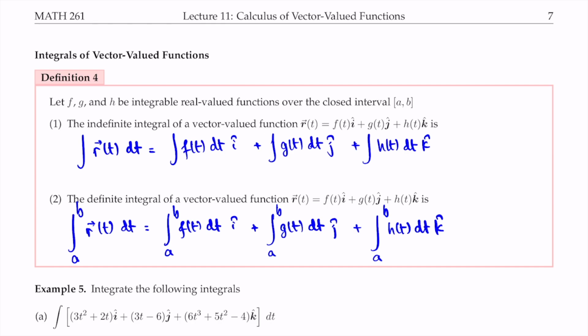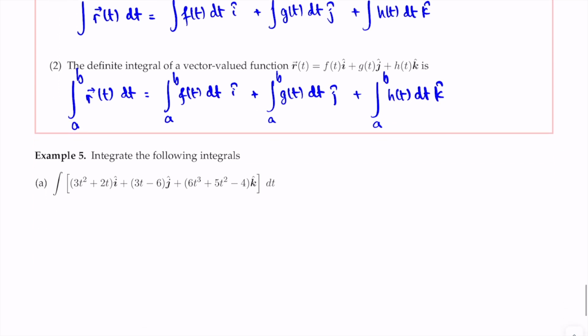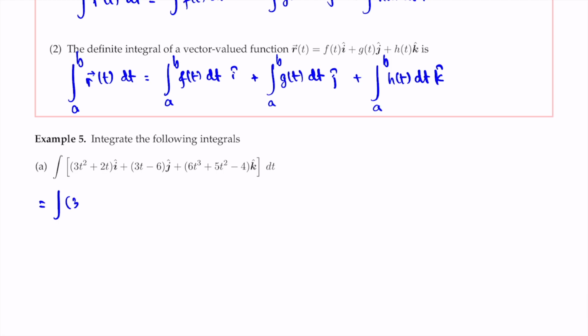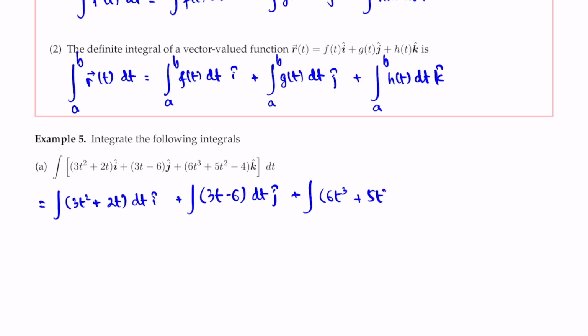So now let's jump to the example. The first example is to find the indefinite integral of vector value functions of this form. To find the indefinite integral of these functions, you're going to basically integrate each component of the vector value functions as follows. Now you have the integral of 3t squared plus 2t dt i, plus the integral of 3t minus 6 dt j, plus the integral of 6t cubed plus 5t squared minus 4 dt k.